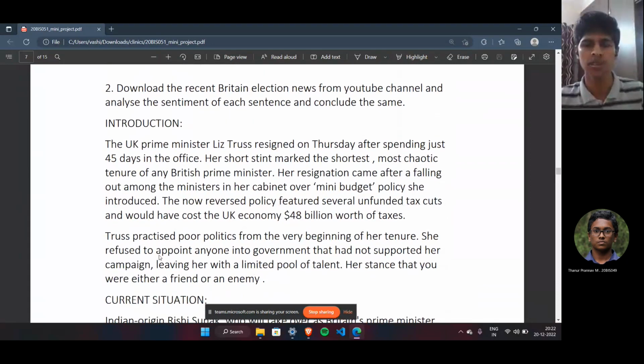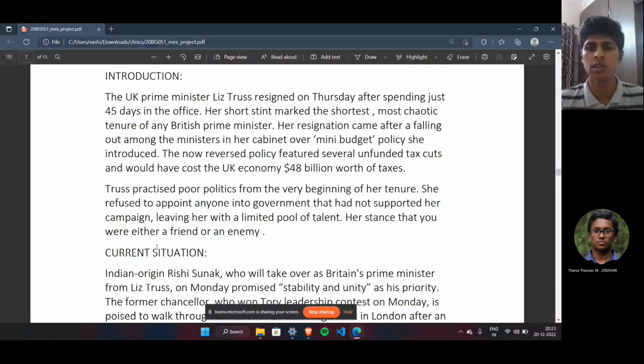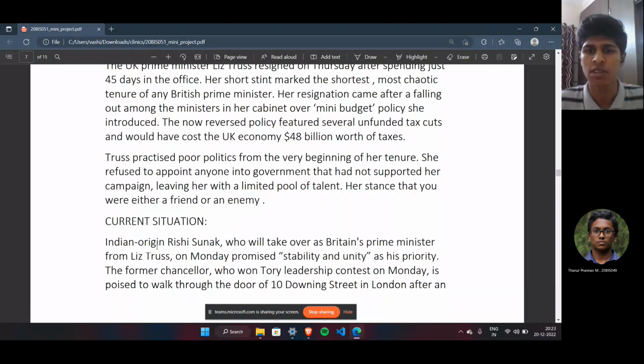So the next problem is sentiment analysis. We are going to download recent Britain election news from YouTube and analyze the sentiment of each sentence and conclude the same. The UK Prime Minister Liz Truss resigned on Thursday after spending just 45 days in office. Her short stint marked the shortest, most chaotic tenure of any British Prime Minister. Her resignation came after a falling out among the ministers in her cabinet over the mini budget policy she introduced. The now reversed policy featured several unfunded tax cuts and would have cost the UK economy around $48 billion worth of taxes.